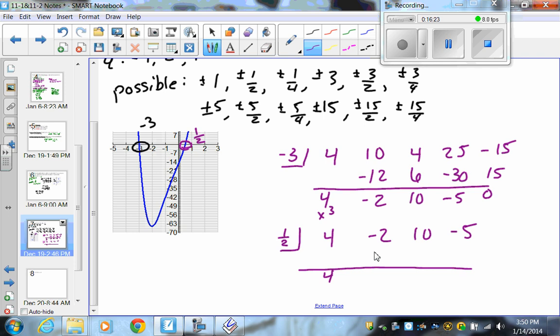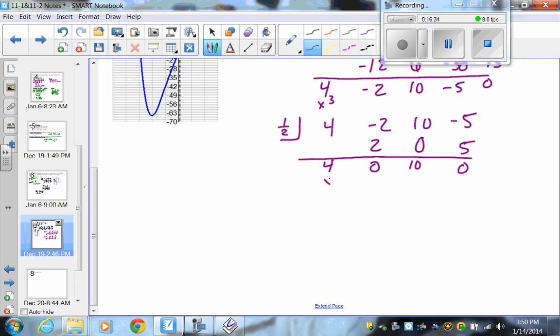So carry down my 4. That's going to be 2, 0, 0, 10, 5, 0. So now this is x squared. So that just tells me I'm dealing with 4x squared plus 10 equals 0. And I can solve that. That gives me 4x squared equals -10. So x squared equals -10 over 4. And yes, this can be reduced. However, if you notice, you're going to take the square root, and 4 is a perfect square, so I'm going to leave it like it is.